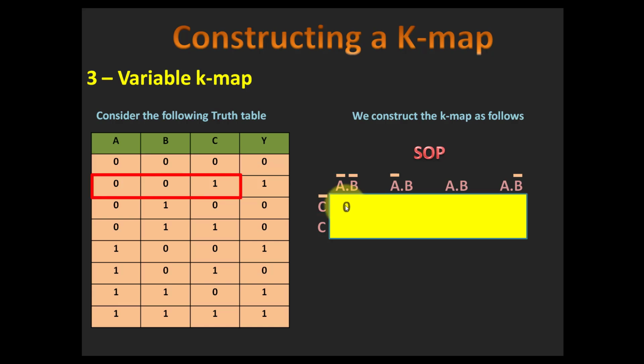Now the next input is a is 0, b is 0, and c is 1. So it is a bar, b bar, and c, and this output y will be inserted here.